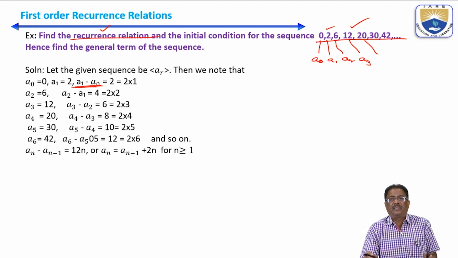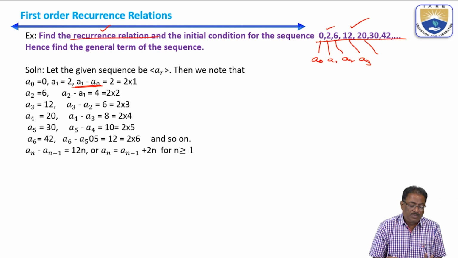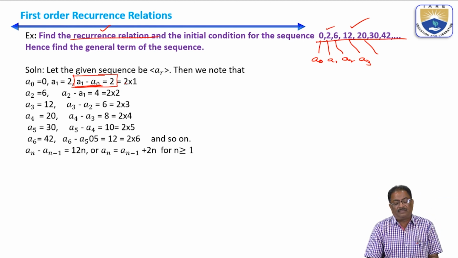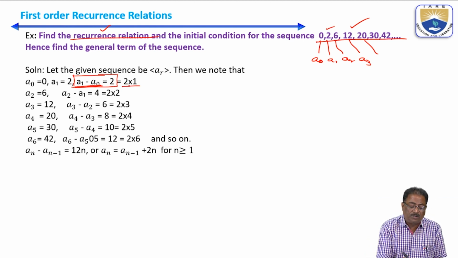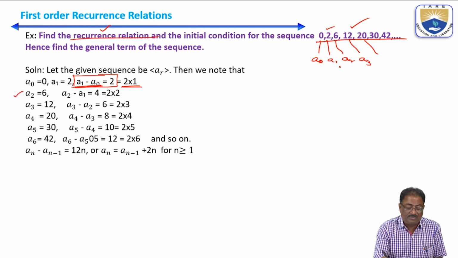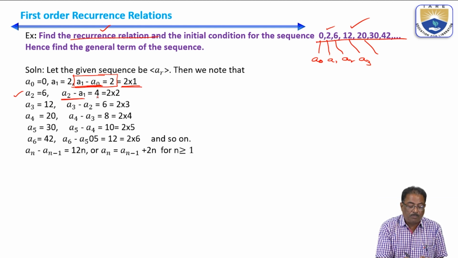Recurrence relation is nothing but the relation between two successive terms, how they depend on each other. So that relation is known as a recurrence relation. That we are going to find out. Now, A1 minus A0. A1 is given and A0 is given. So I am going to get A1 minus A0 equals 2. So it is nothing but 2 into 1. And A2 is given, once again, A2 is 6. Next, A2 minus A1. So I am going to get 4. That can be written like this, 2 into 2.